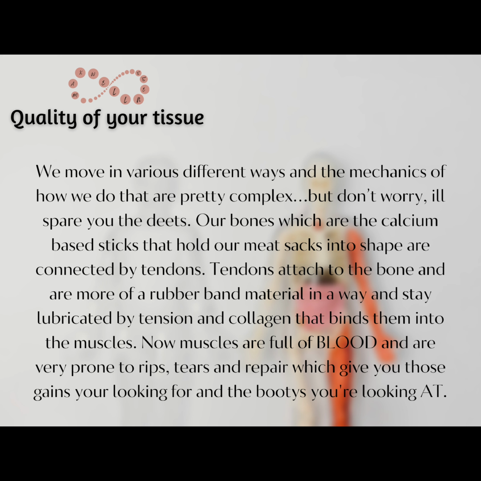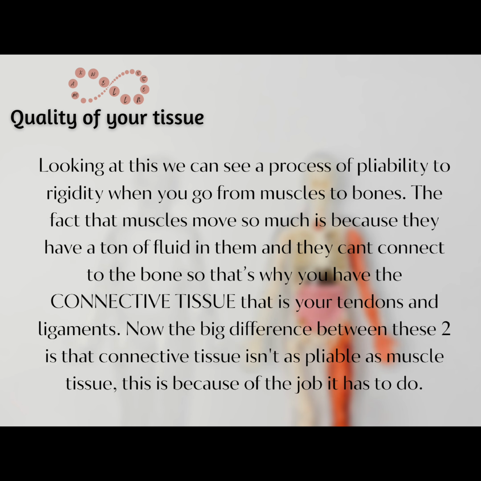Now, muscles are full of blood and are very prone to rips, tears, and repair, which give you those gains you're looking for and the booties you're looking at. Looking at this, we can see a process of pliability to rigidity when you go from muscles to bones. The fact that muscles move so much is because they have a ton of fluid in them and they can't connect to the bone, so that's why you have the connective tissue. That is your tendons and ligaments.